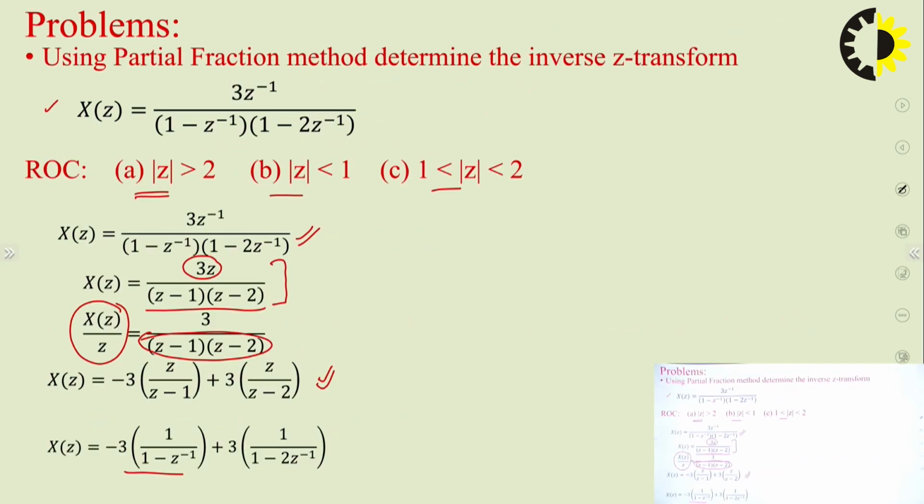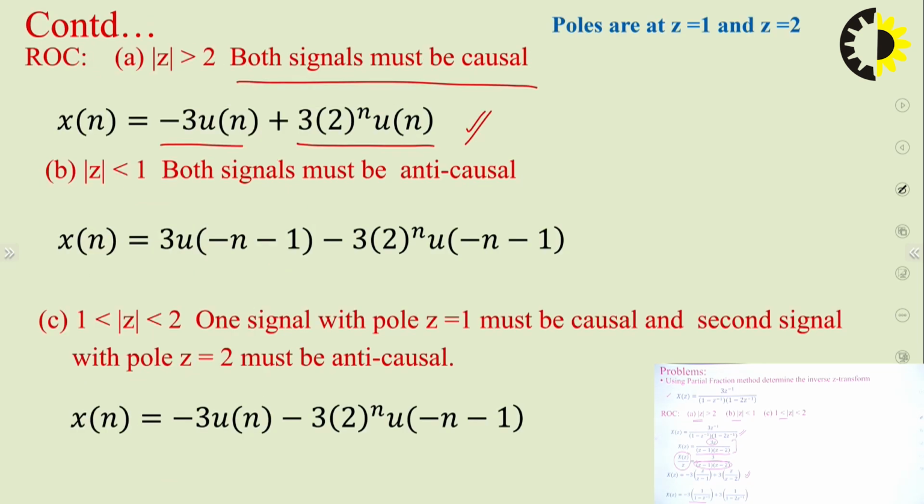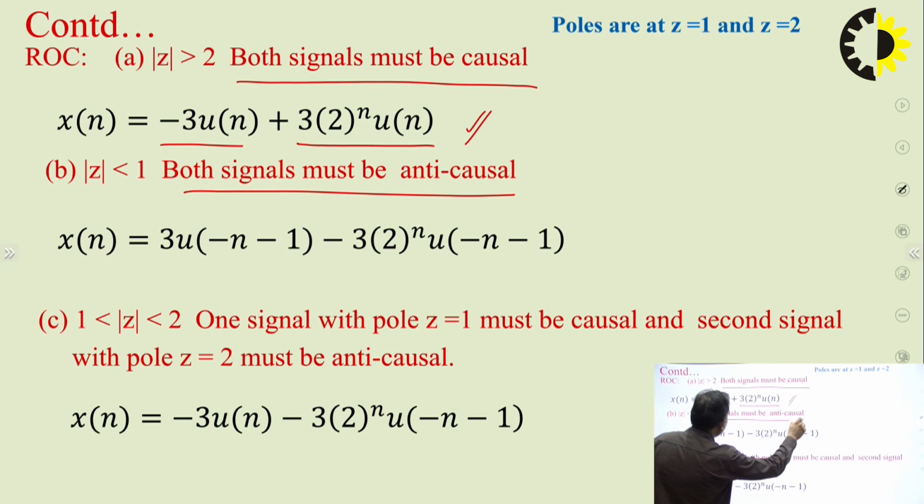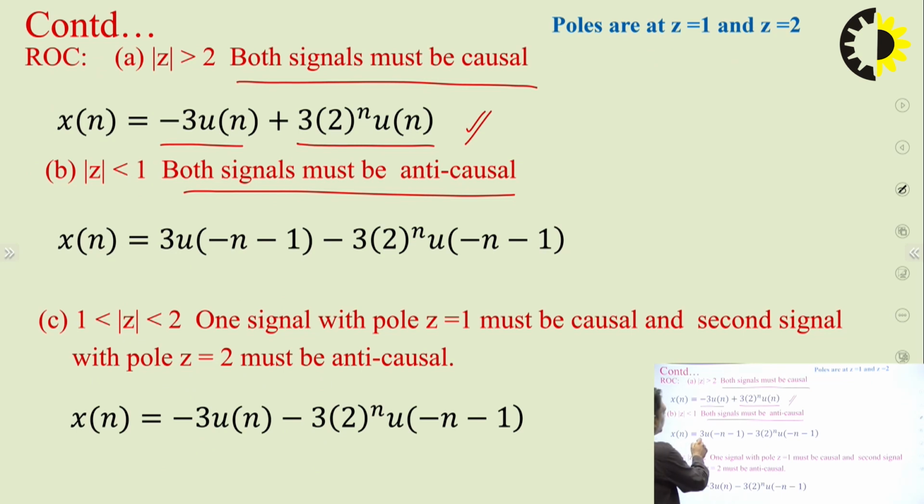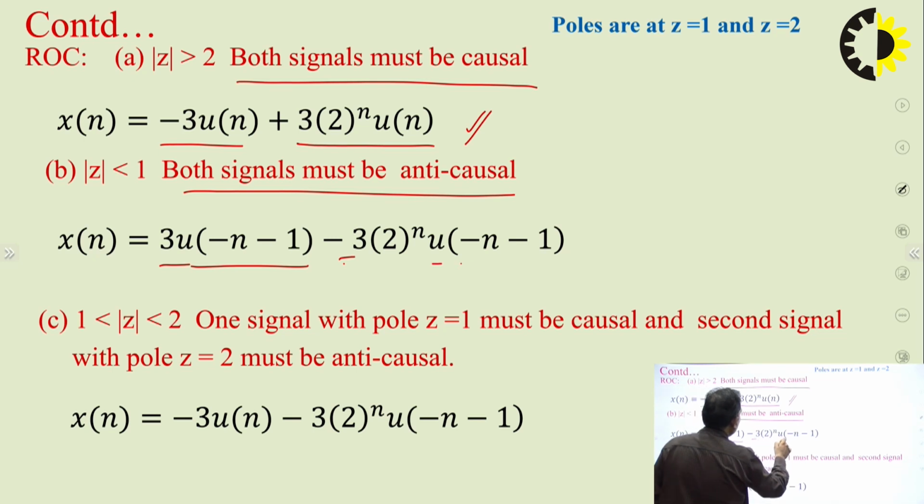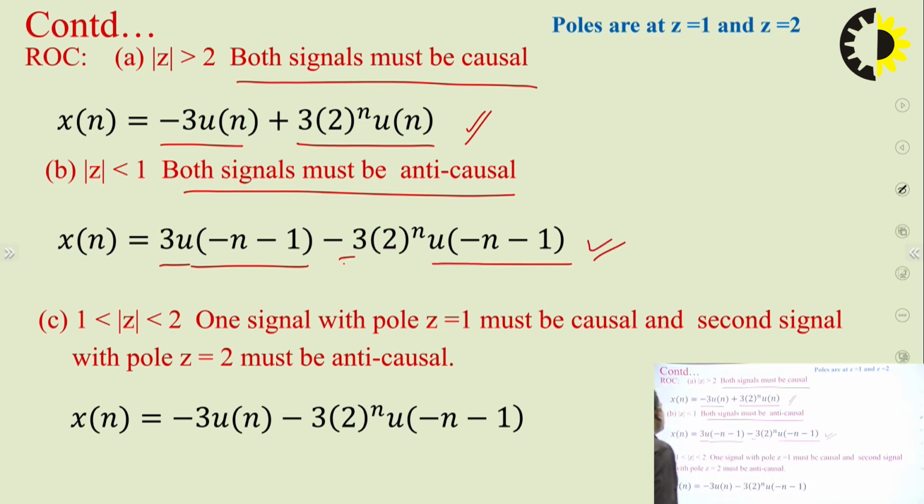Second, mod z is less than 1. Mod z less than 1 means the ROC is inside the innermost pole, or leftmost pole. So for this particular case, the solutions corresponding to both these poles must be anti-causal. So both signals must be anti-causal. That's why the inverse Z transform for the anti-causal signal is 3 u[minus n minus 1], and here minus 3 into 2 to the power n u[minus n minus 1]. For this ROC you are getting this.